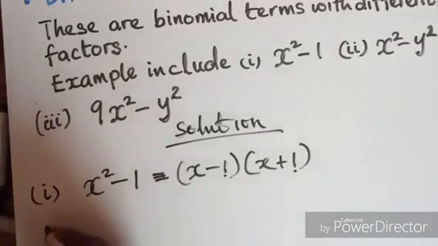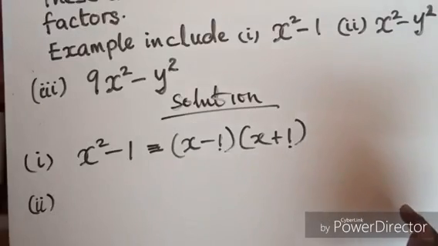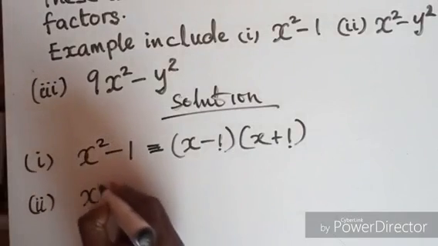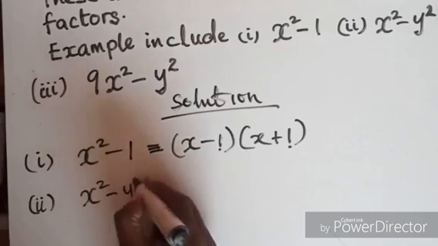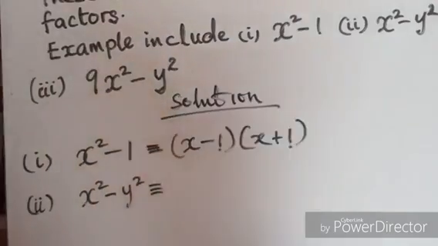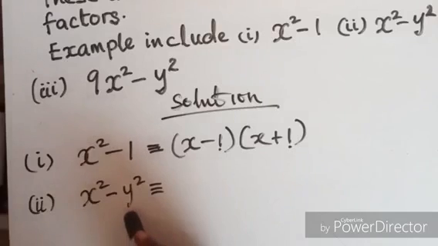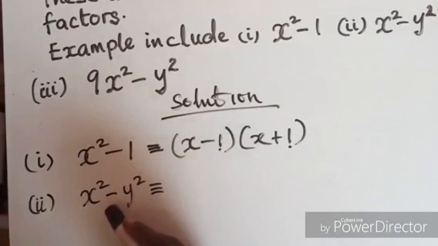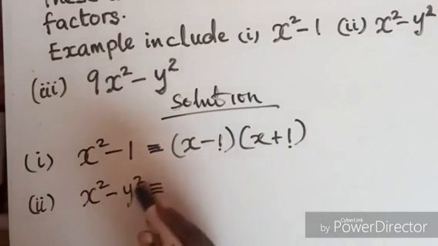The other one include, that is the second one over here, which is x squared minus y squared. Now let us see what we are going to get. X squared, y squared. What are the factors that will multiply for me to get negative y squared? It can be positive y times negative y will give me negative y squared.